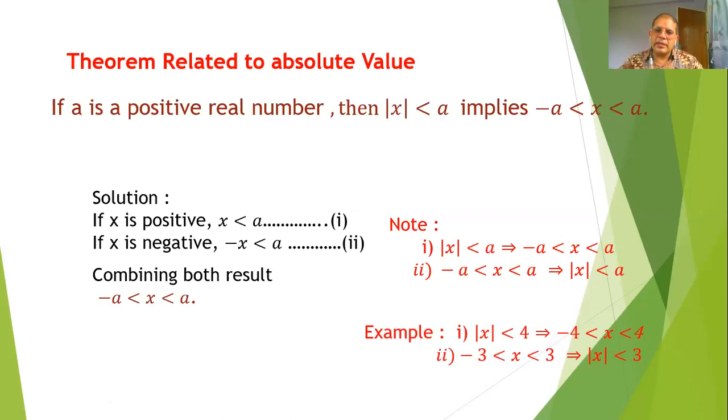Example, I want to give you an example. If absolute x is less than 4, then you should write minus 4 and plus 4, and in between, x is there. And if you have x in between minus 3 and plus 3, then you can write absolute x is less than 3. So this is your example. Don't forget how you can convert the absolute value sign to without absolute value sign, and how you can change without absolute value sign to absolute value sign.